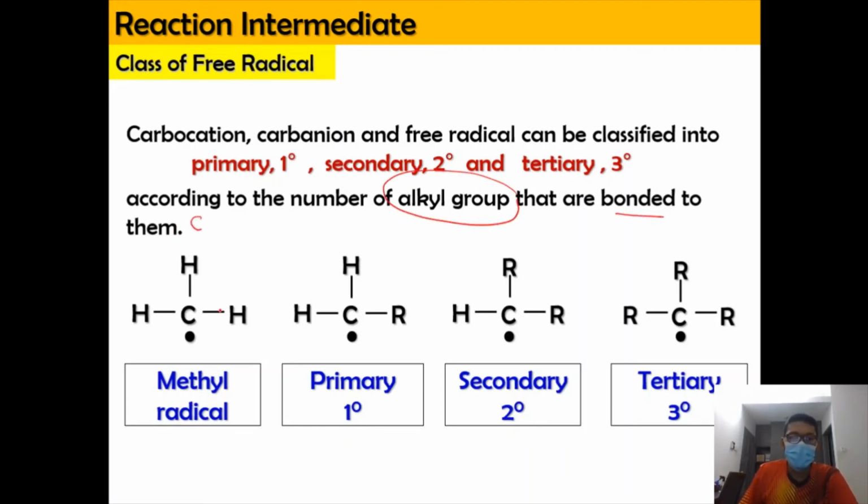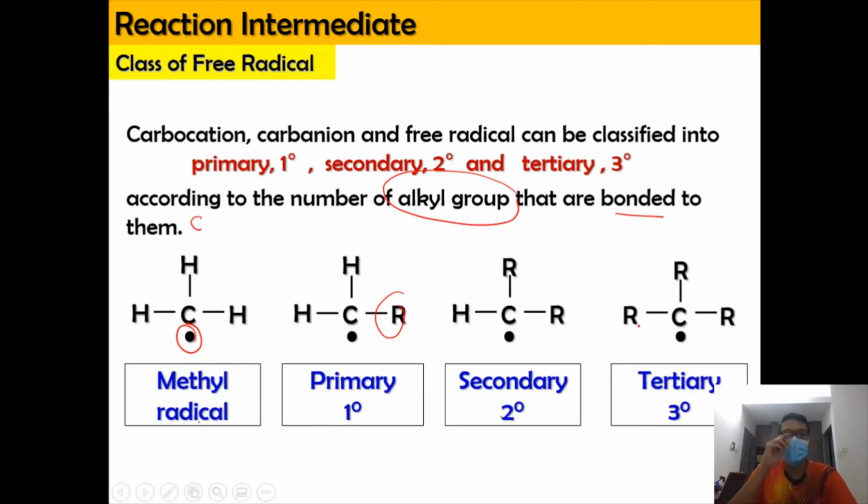Okay, so if there is none, it's going to be a methyl radical, because the dot is here. If there is one alkyl group, it's going to be a primary radical. If there are two alkyl chains bonded to the radical, it's going to be a secondary free radical. And if there are three alkyl groups, it's going to be a tertiary radical.